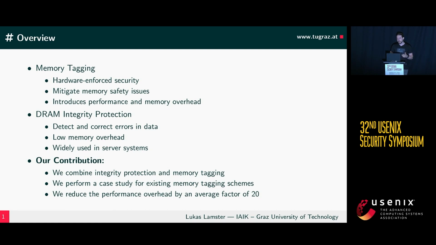On the other hand, we have DRAM integrity protection. That's basically an essential part in server computing, because DRAM tends to experience faults, and we want to correct those faults. And DRAM integrity protection usually has a very low memory overhead. We want to keep the redundancy as low as possible.